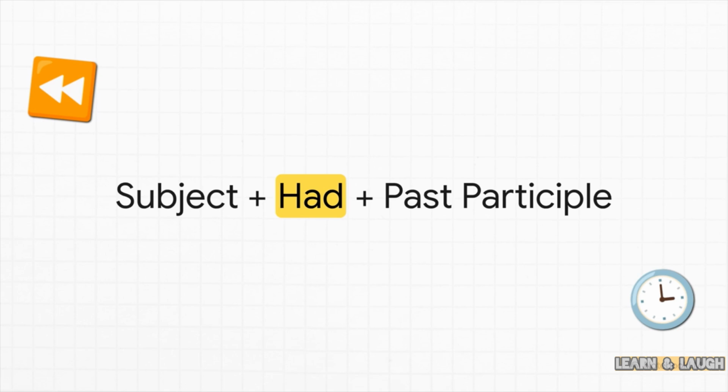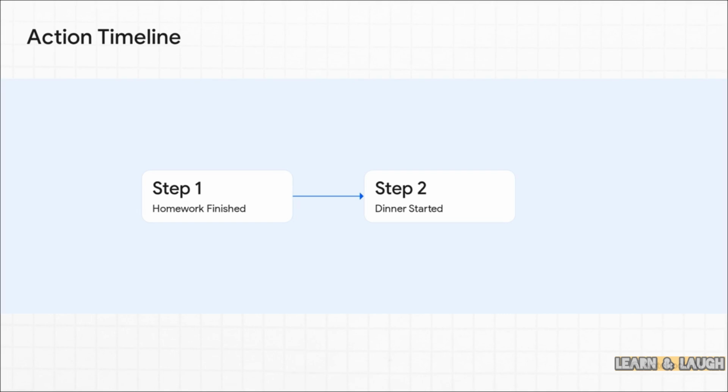The crucial thing to remember here is that the word had acts like a giant flashing neon sign telling whoever you're talking to, hey, this thing happened way earlier than the other thing I'm talking about. Let's visualize this sequence together. Step 1, the homework was entirely finished.